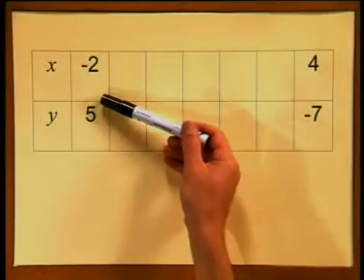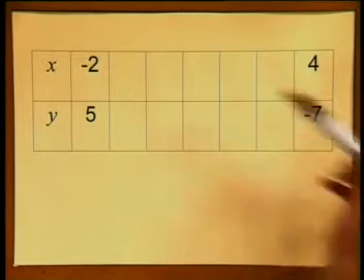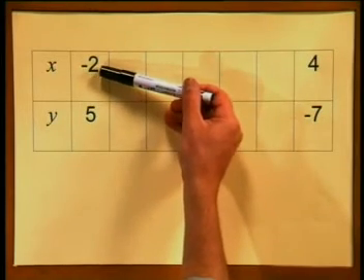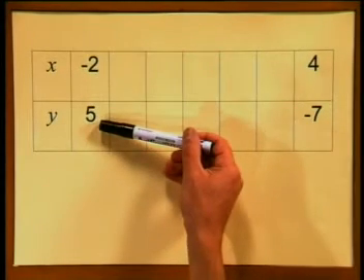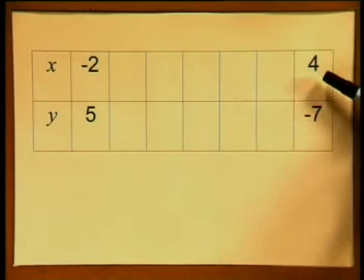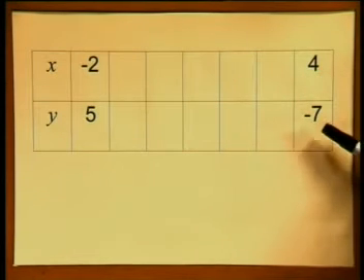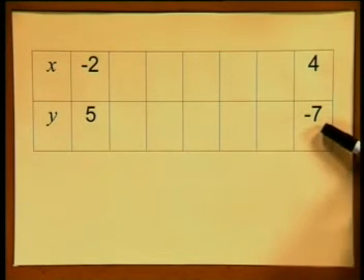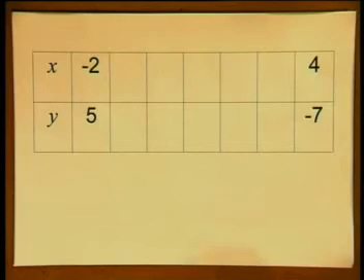Let's see if a table of values will help us to do this. Here are the 2 points that we know the graph passes through. When x is equal to minus 2, y is equal to 5. And when x is equal to 4, y is equal to minus 7. Because the function is a linear function, we know that the rate of change is constant. Let's see if we can find this constant rate of change.